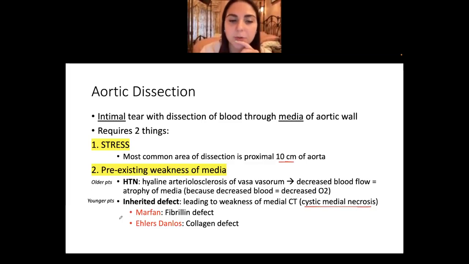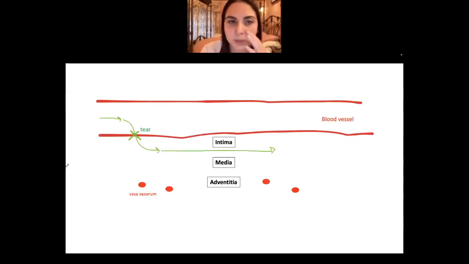So the two common ones are Marfan and Ehlers-Danlos. These will both come up when you get to MSK in Pathoma, and you'll go into it in a lot more detail. But in Marfan disease, fibrillin is defective, and in Ehlers-Danlos, collagen is defective. Both of these would predispose you to aortic dissection.